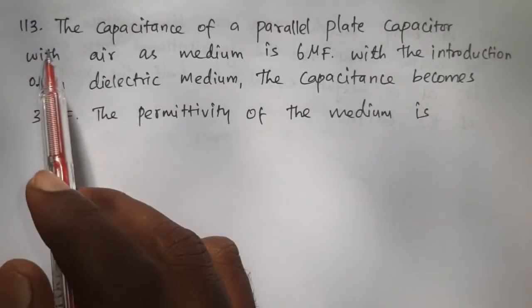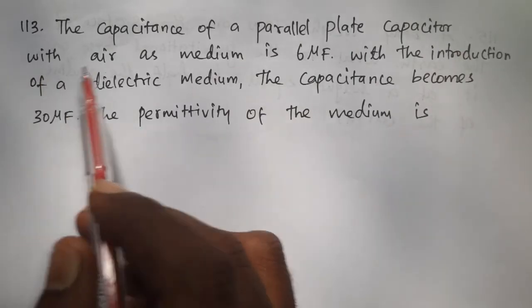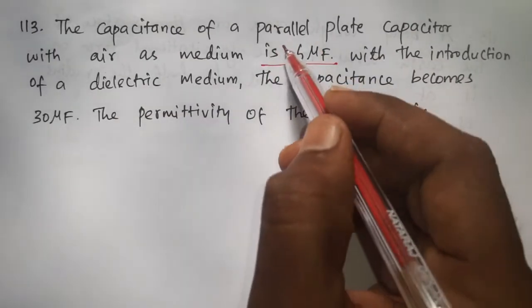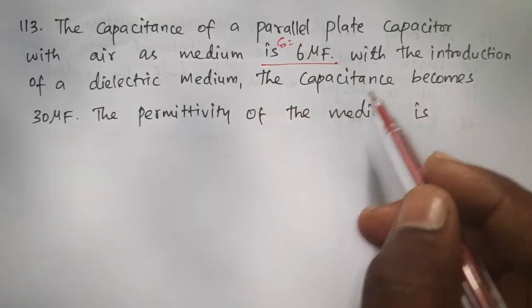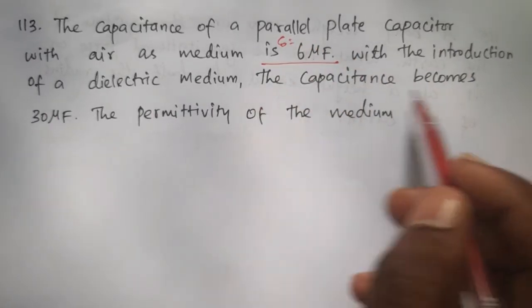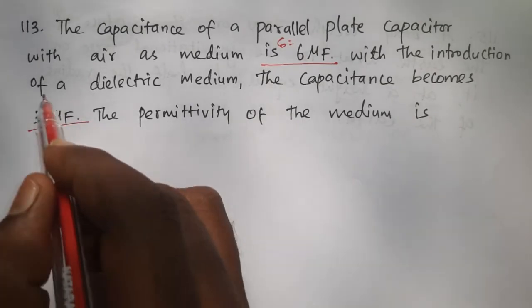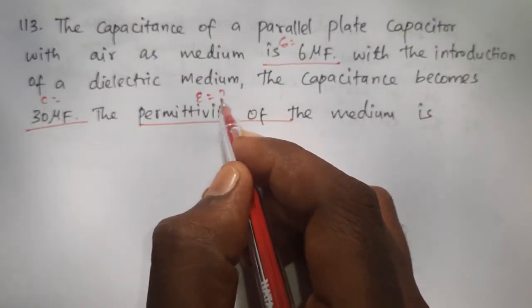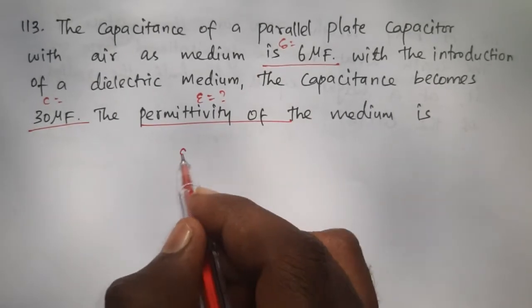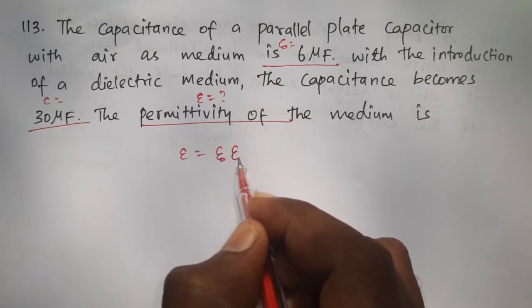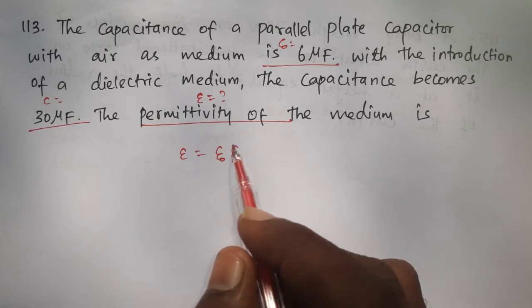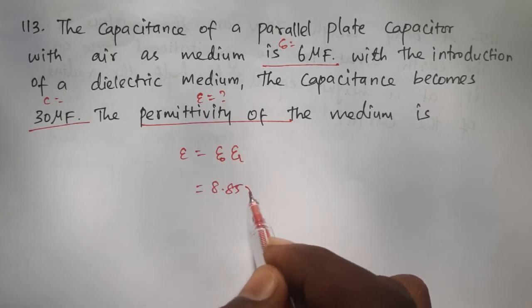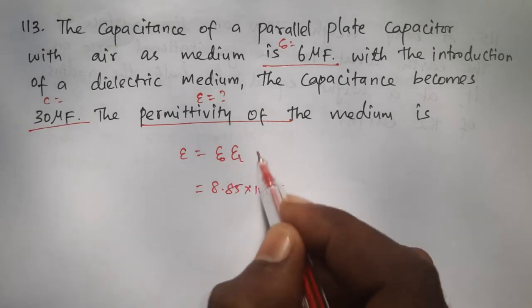Question number 113. The capacitance of a parallel plate capacitor with air as medium is 6 microfarad. So in the presence of air, capacitance is 6 microfarad. With the introduction of a dielectric medium, the capacitance becomes 30 microfarad. So this C is 30 microfarad. The permittivity of the medium, so they are asking epsilon. We know the formula, epsilon is equal to epsilon naught into epsilon r. Epsilon naught value is constant, 8.85 into 10 power minus 12, but we don't know the epsilon r value.